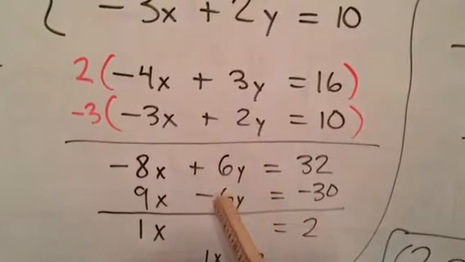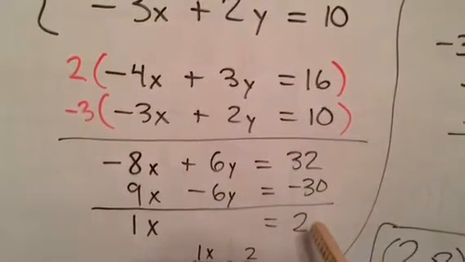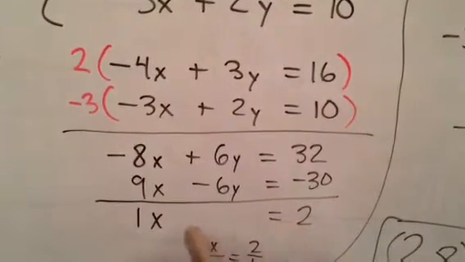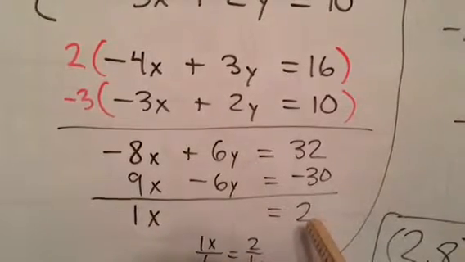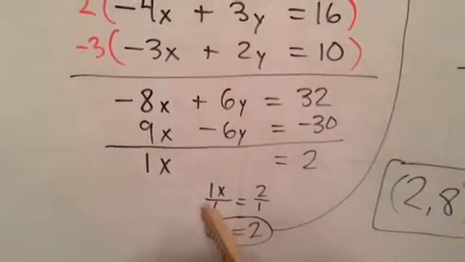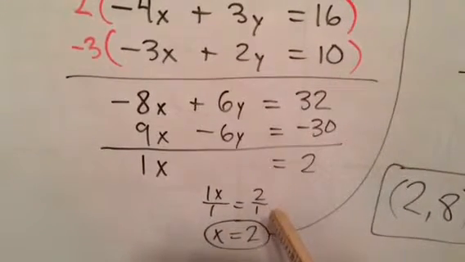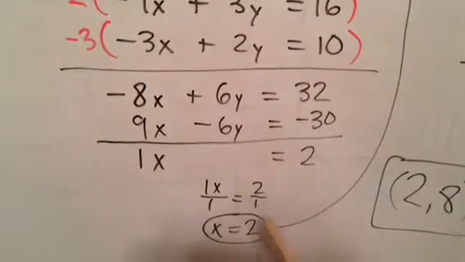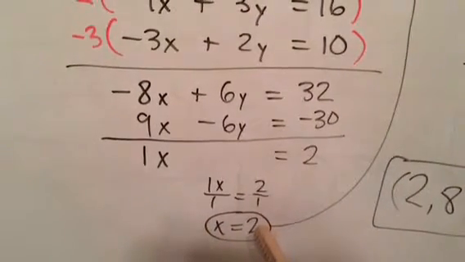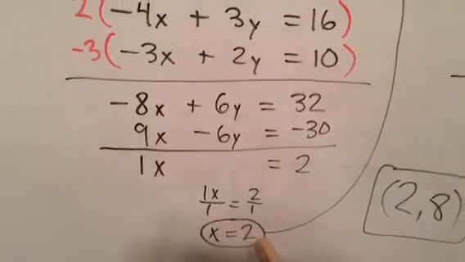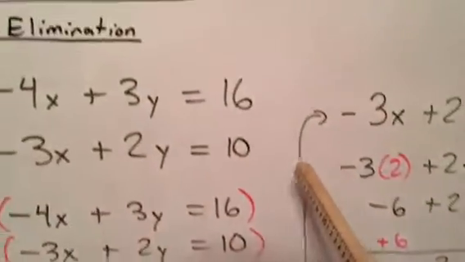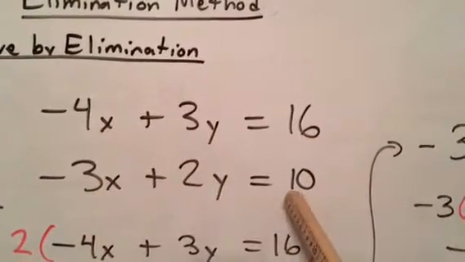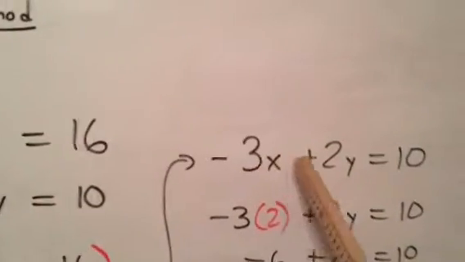The y's eliminate each other. 32 take away 30 is 2. So we are left with 1x equals 2, which at this point you know the answer is x equals 2. The formality of it, by dividing both sides by 1, we see that x is 2. And now that we know the value of x, we can take this answer and plug it into one of my two original equations. I could choose the top one or the bottom one. I chose the bottom one.